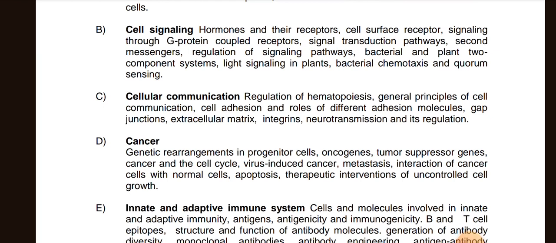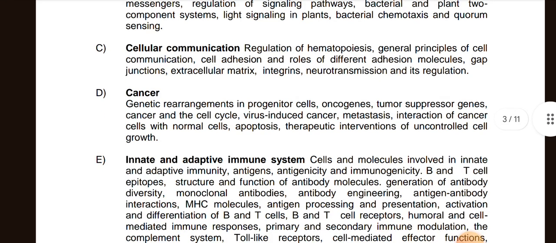Here we will see in detail about the hormones, receptors, cell surface receptors, G protein, and regulation of signaling pathways, and we will be discussing the bacterial and plant two component systems like light signaling in plants, those things. And the next subunit is cellular communication. Here we will be seeing about integrins and extracellular matrix, gap junctions, cell adhesion, those things.